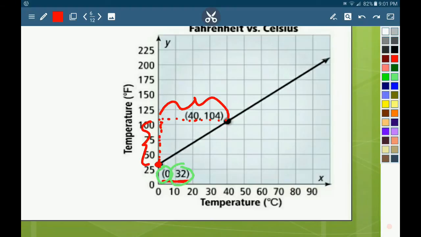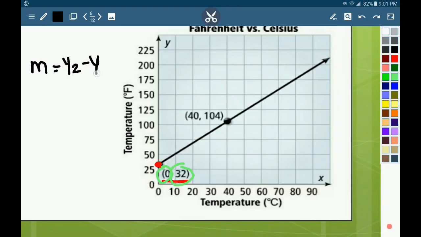They are lying on integers, but it's just the way that this graph is scaled that makes it impossible for us to be able to count the grid lines to see what the rise and run is. So remember, we do have a slope formula. M is equal to y2 minus y1 over x2 minus x1.